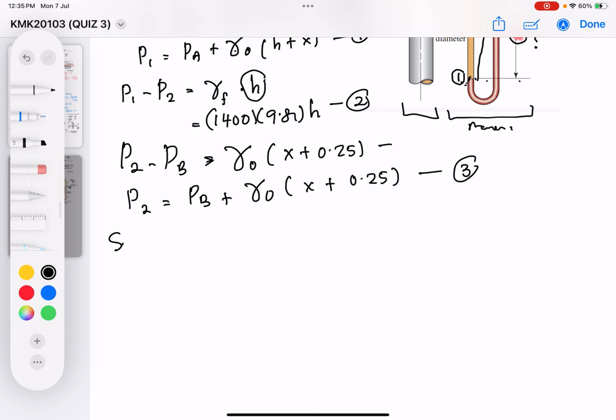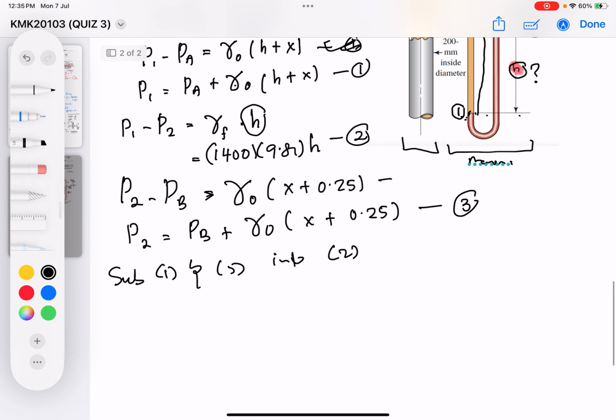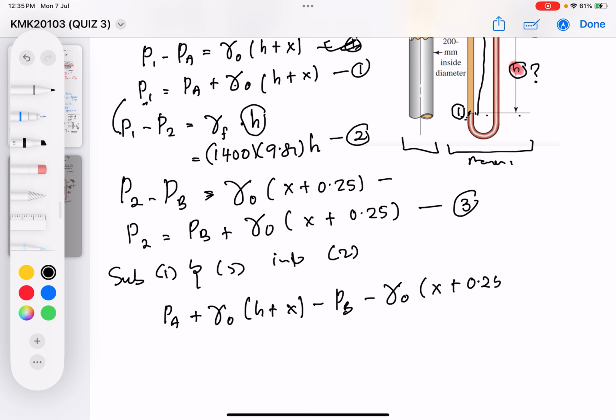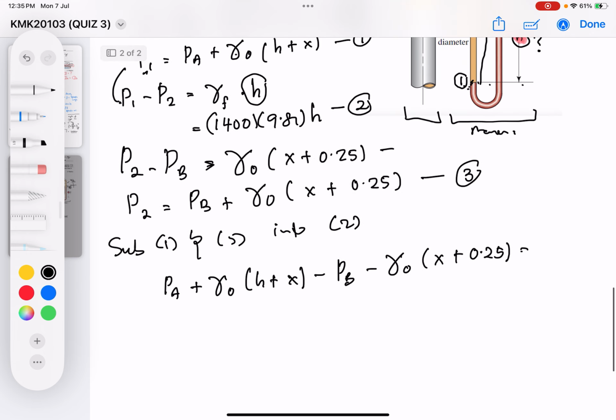So now I'm going to substitute equation 1 and equation 3 into equation number 2. So now I have equation 1, which is P1. I'm going to replace it into here. So now I'm going to end up with PA plus gamma of the oil (h plus x) minus P2. In this case, the P2 was equation number 3: minus PB minus gamma of the oil (x plus 0.25) equals gamma of the fluid multiplied by h.